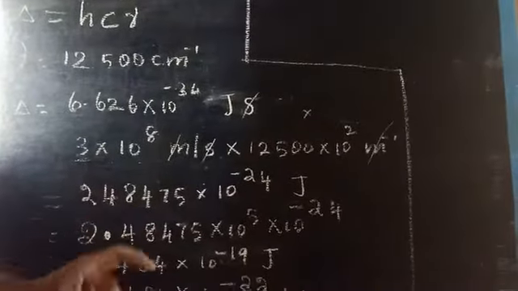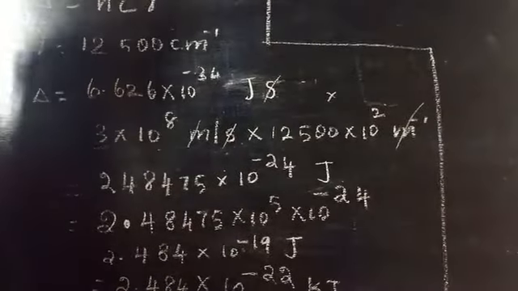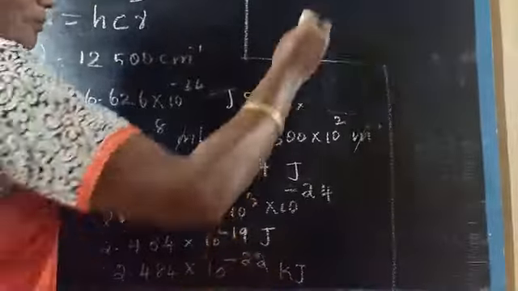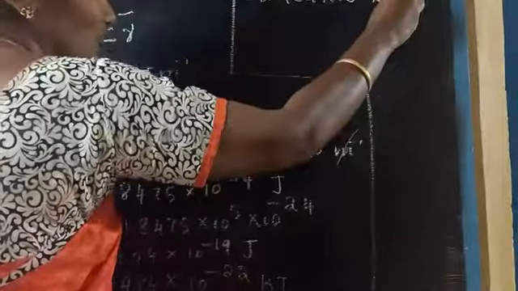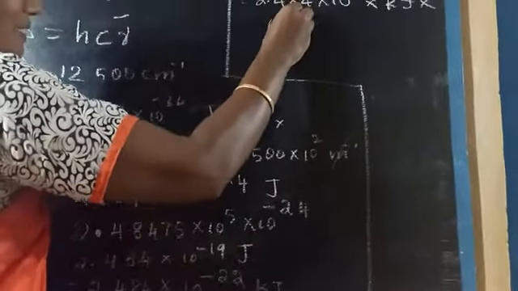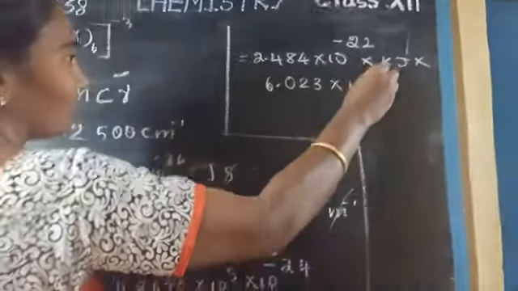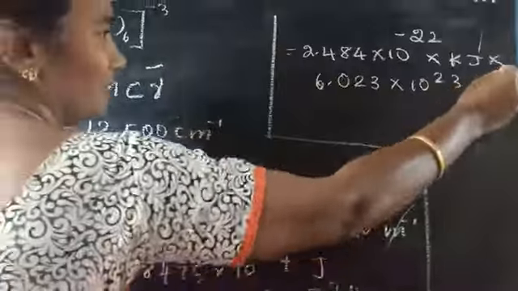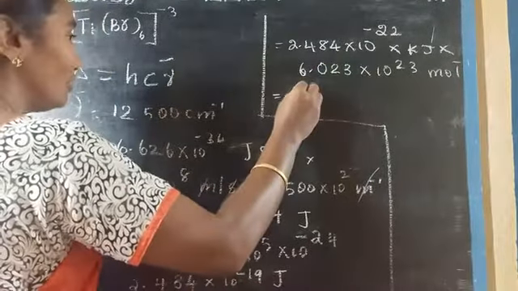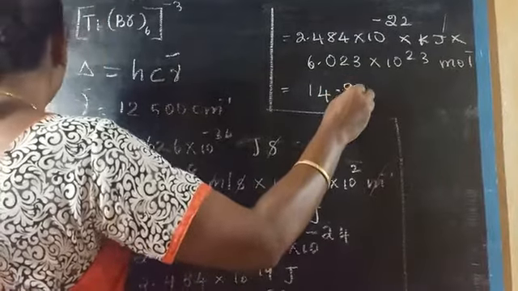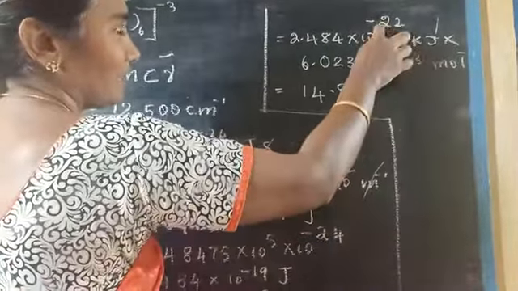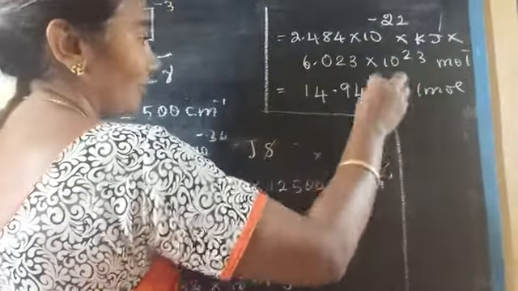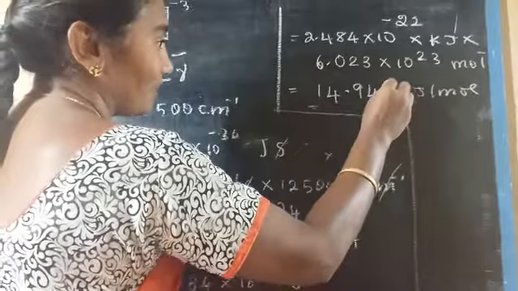Now it is expressed per mole, so it is multiplied with the Avogadro number. Therefore, 2.484 into 10 power minus 22 kilojoule into the Avogadro number 6.023 into 10 power 23 per mole. Now multiply these two and we get the answer 14.94. Here 10 power minus 22 plus 23, so 10 power 1. Unit kilojoule per mole. Children, now the point moves because of 10 power 1.